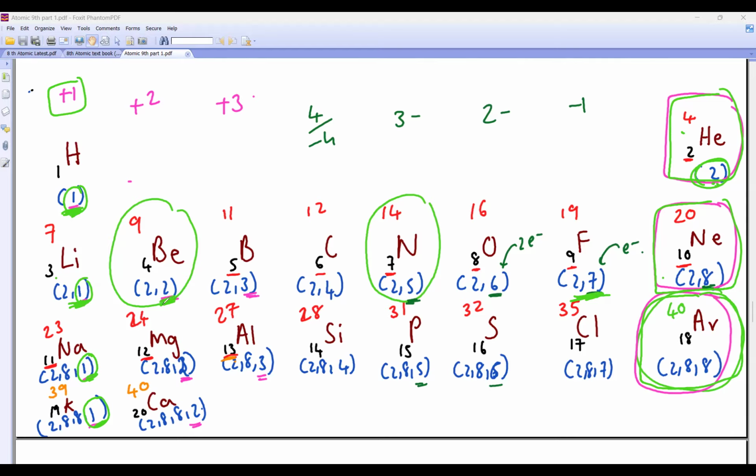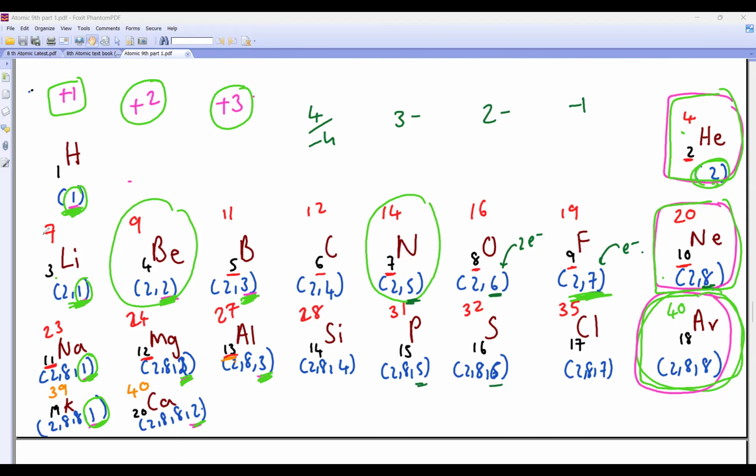So these were all having how many electrons? 2, 2, 2. So what is their valency? They will lose electrons, so which charge will they acquire? Positive. They will lose how many electrons? 3, 3, 3. So it will be +3.